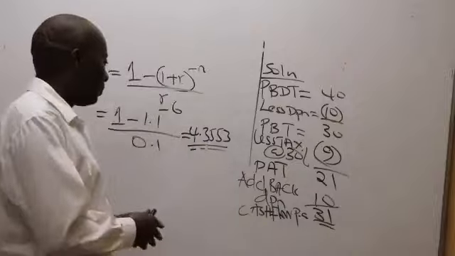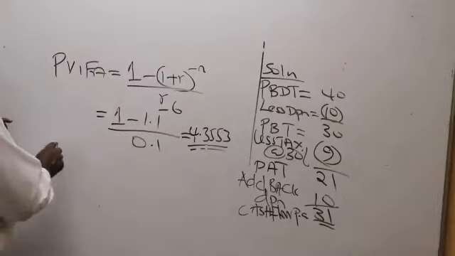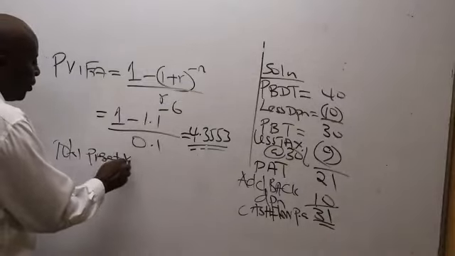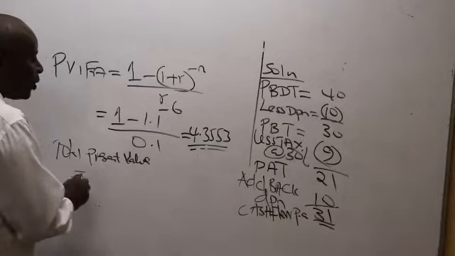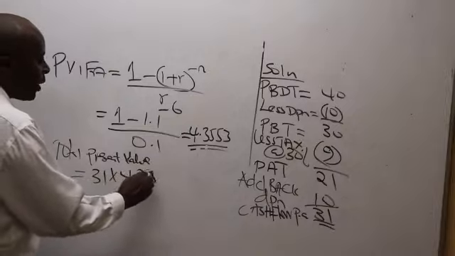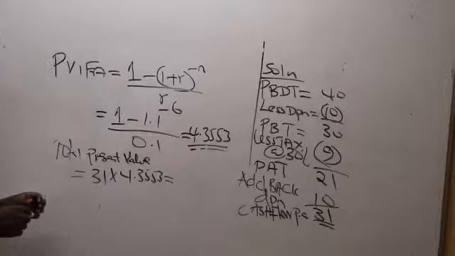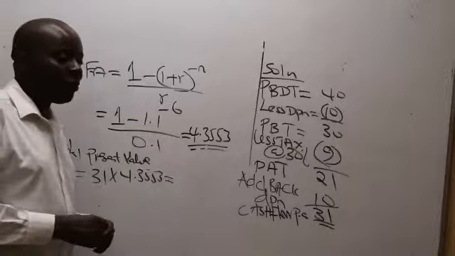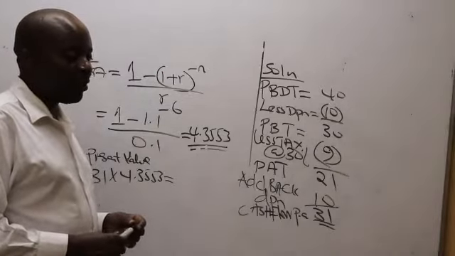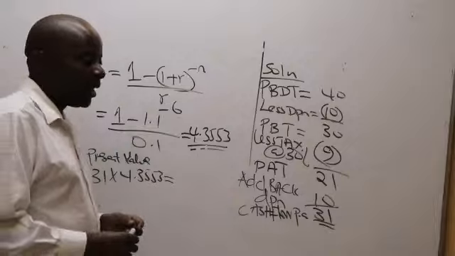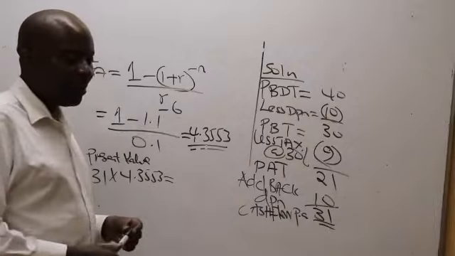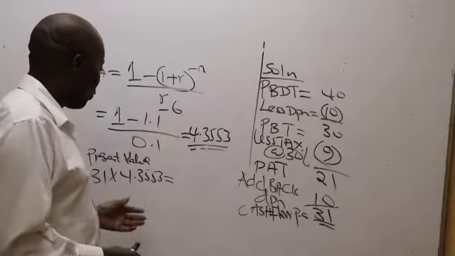Now, having gotten these figures, ladies and gentlemen, I can easily come and give them the total present value. So the total present value here will be that 31 cash flow multiplied by 4.3553. 31 times this 4.3553 will end up giving me what figure, somebody there? What is the total figure?